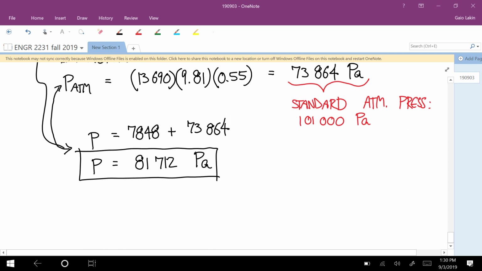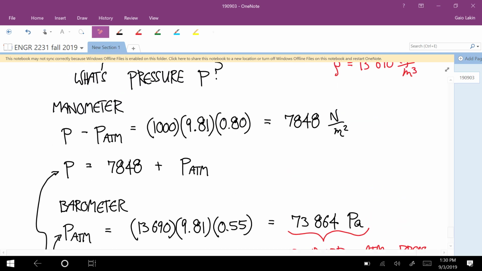Newton per meter squared, is that a Pascal? That's a Pascal. That's right. I don't know why I wrote that here. I could just write this as Pascals. Any other questions?